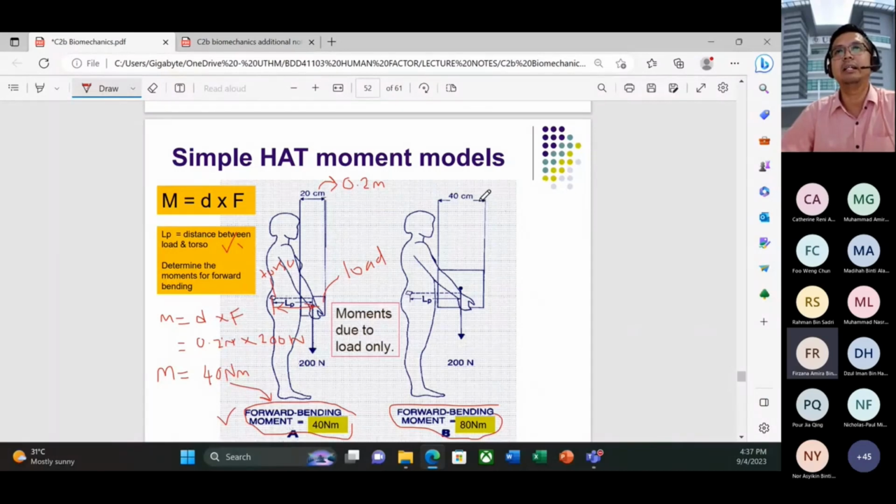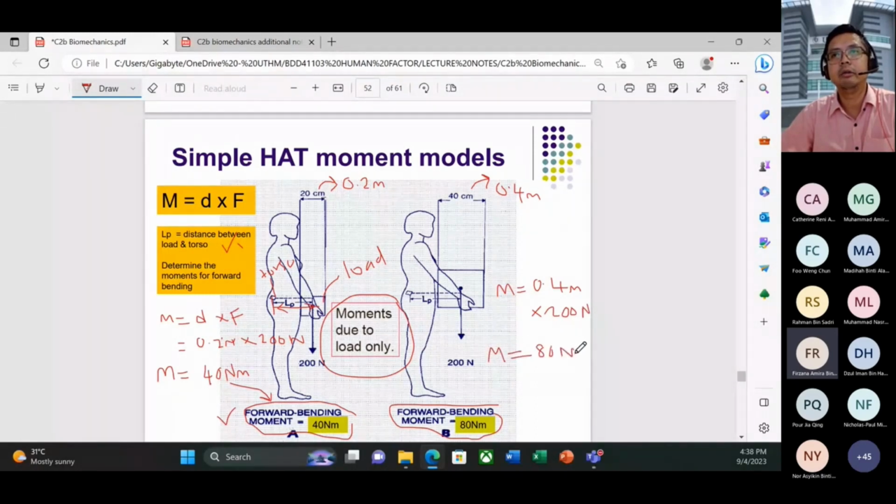Meanwhile, for our second example, this is movement due to load only. Please take note. Okay, 40 cm converted to meters is 0.4 meter, times 200 Newton. So what moment will we get? 80 Newton meter. 0.4 meter times our load of 200 Newton, so the moment that we get here is 80 Newton meter. Okay, so this is the basic thing, the simple head model, but it's not accurate. This is just the basics, the rule of thumb.